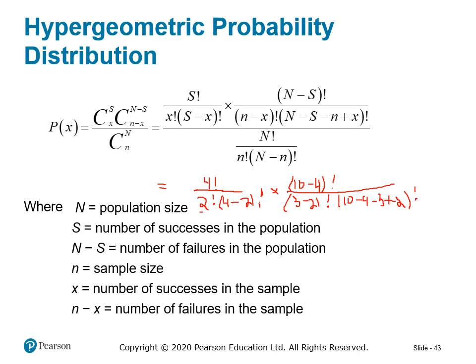All over big N factorial, and the population size is 10, so I have 10 factorial over little n factorial, and little n is 3, so 3 factorial, times big N minus n, so that's 10 minus 3 factorial.